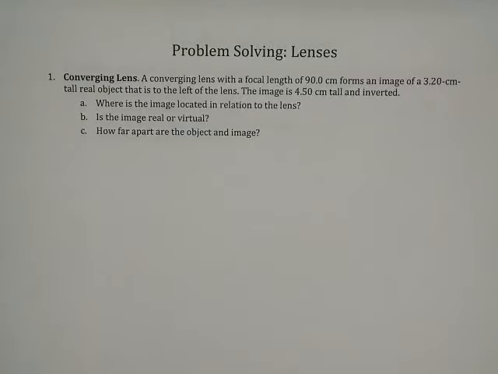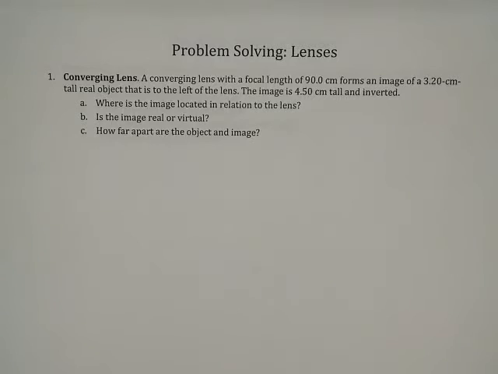So problem 1 reads: a converging lens with a focal length of 90 centimeters forms an image of a 3.2 centimeter tall real object that is to the left of the lens. The image is 4.5 centimeters tall and inverted. So we want to know where the image is located in relation to the lens. Is the image real or virtual? And how far apart are the object and the image?